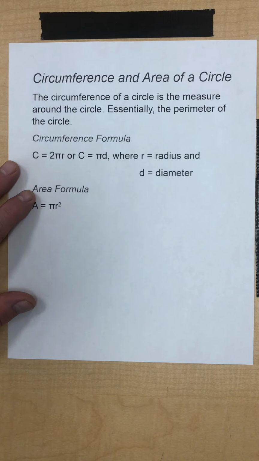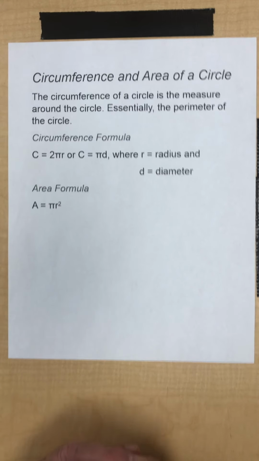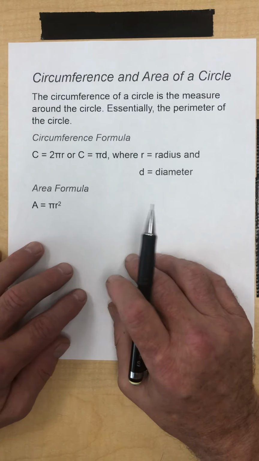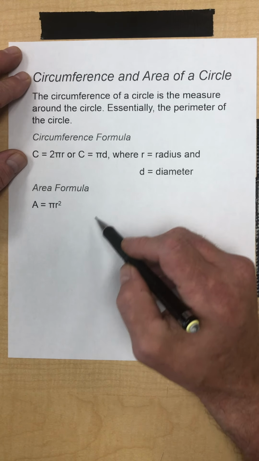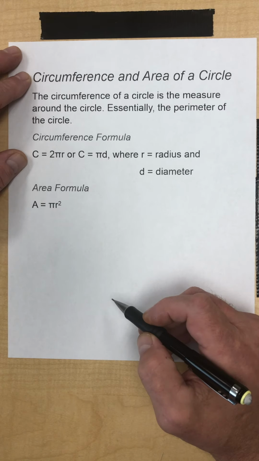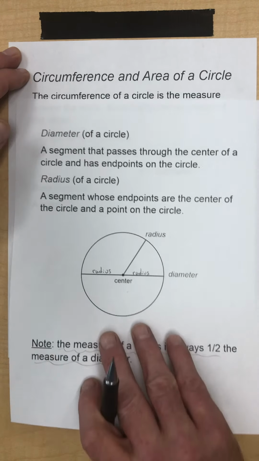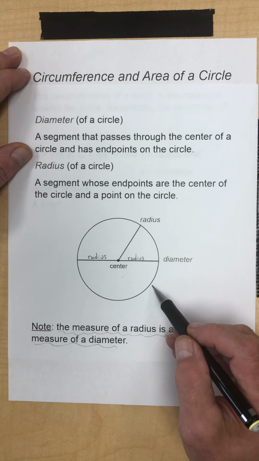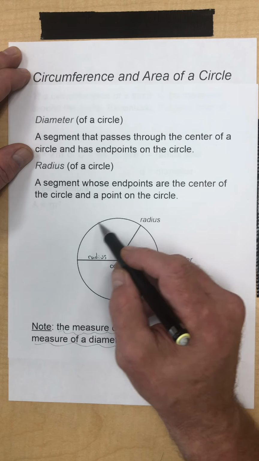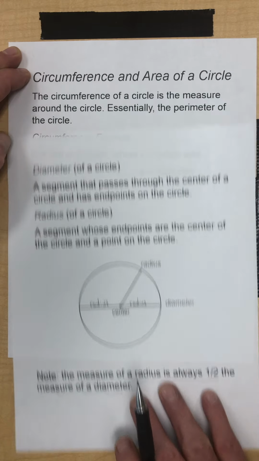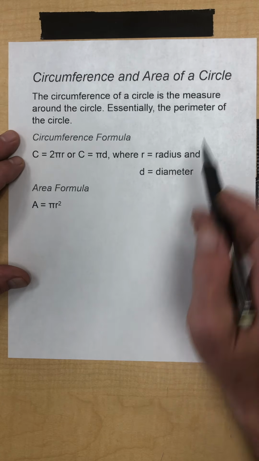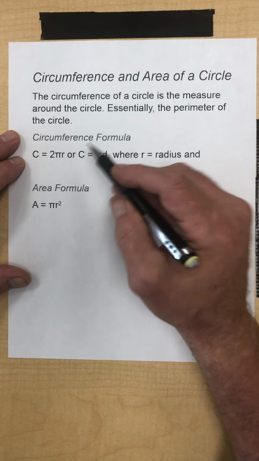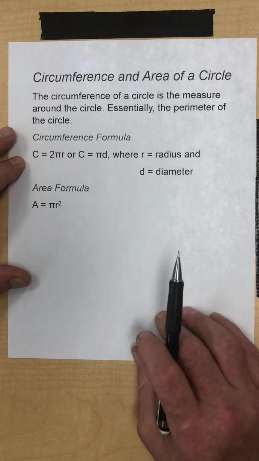So rather than perimeter, we don't call the distance around a circle a perimeter, we call it a circumference. The reason is that perimeter is reserved for figures that are made up of segments, and of course, a circle is not made up of segments. So rather than calling it the perimeter, it's called the circumference of the circle. And then we have area. Area is area. So we have this circumference formula and this area formula.